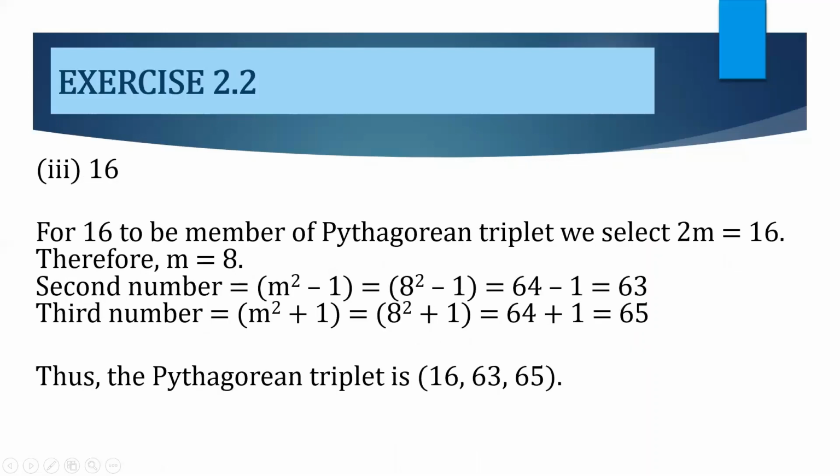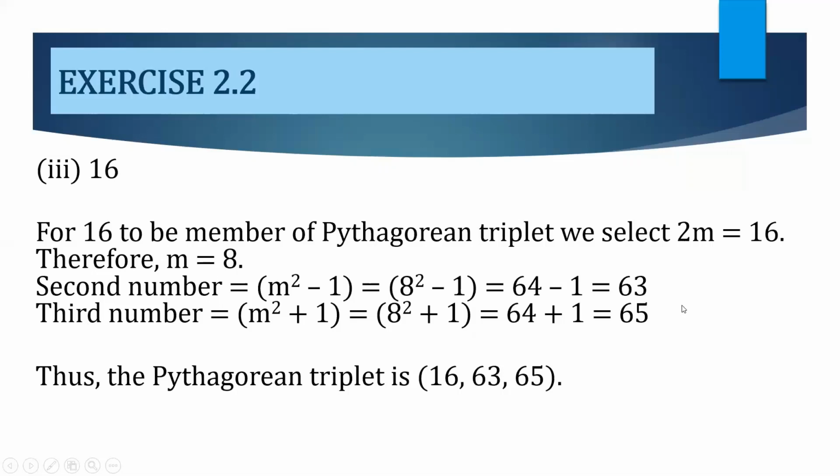Next, for number 16, again over here also I have taken 2m is equal to 16. You can also take m square minus 1 is equal to 16, or you can also take m square plus 1 is equal to 16, and accordingly you will get the value of m. Sometimes it may happen you will not get the exact value of m. It may be a fraction or so. If that happens, then you have to try with 2m, or with m square plus 1, or with m square minus 1. So it's all about trial and error.